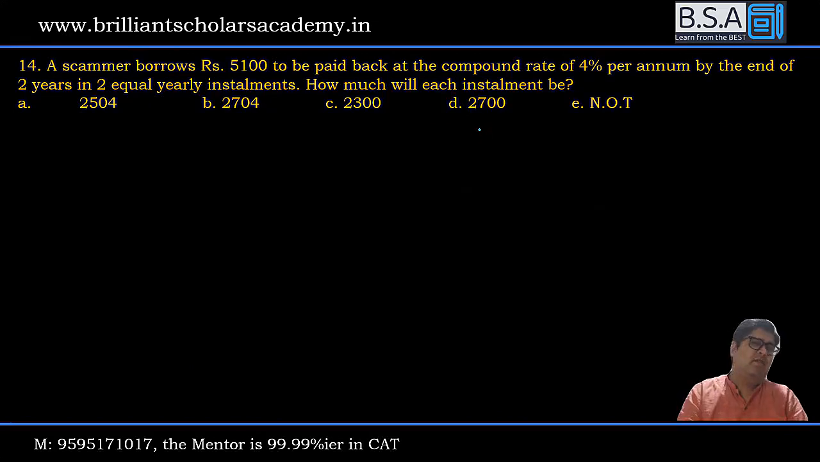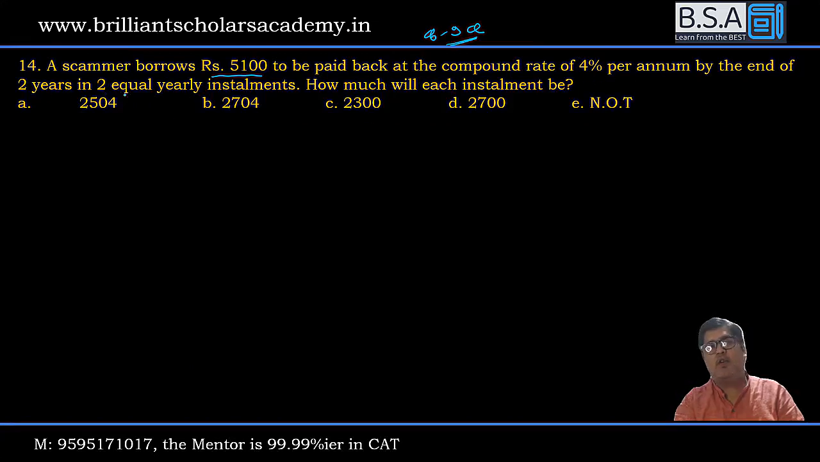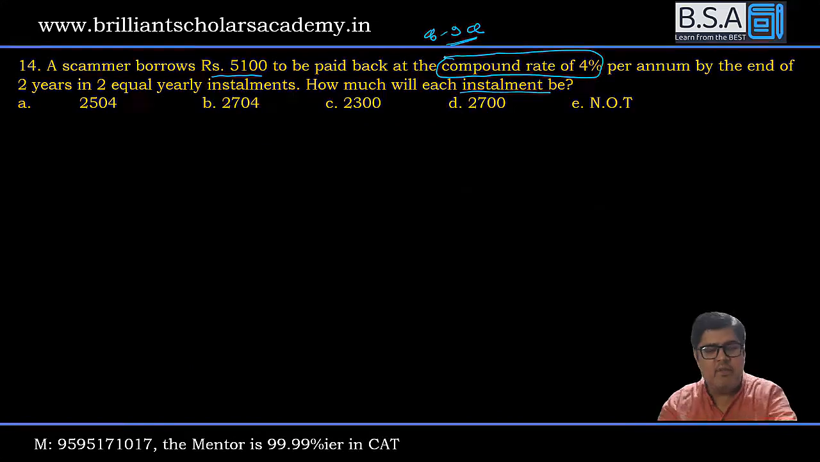By now we have solved 8 questions, 9 questions of this type. A scammer borrows rupees 5100 to be paid back at compound rate at 4% per annum by the end of 2 years in two equal yearly installments. How much will each installment be? And it is clearly mentioned. If nothing is mentioned, you take compounded, but here it is mentioned compounded rate of interest. So go on, take 1 minute, type your answer quickly.